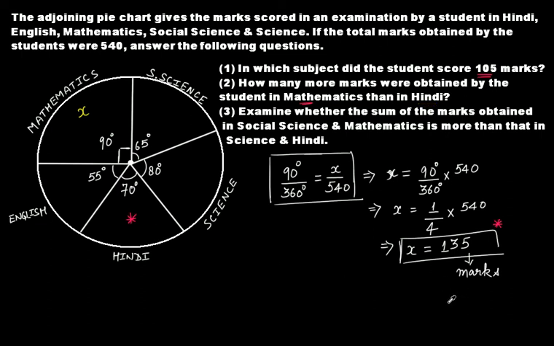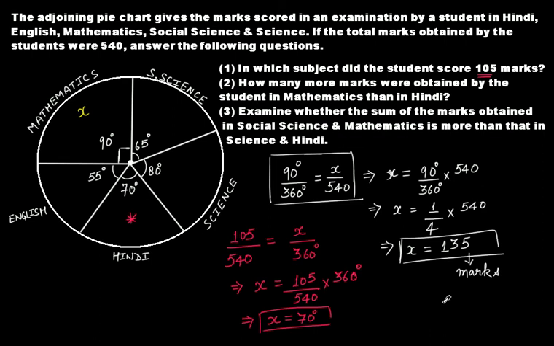I'm sorry, I should not have removed it. Let me bring it back. So for 70 degrees, it is for Hindi. So for Hindi it is 105 marks, and for mathematics it is 135. If you subtract 105 from 135, you get 30 marks. So how many more marks were obtained by the student in mathematics than in Hindi? It is 30 marks.